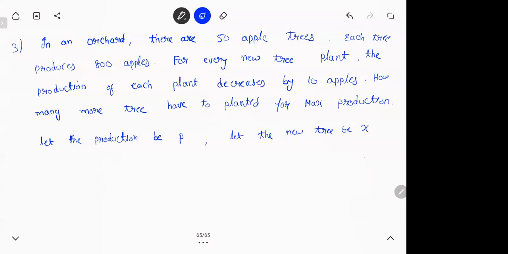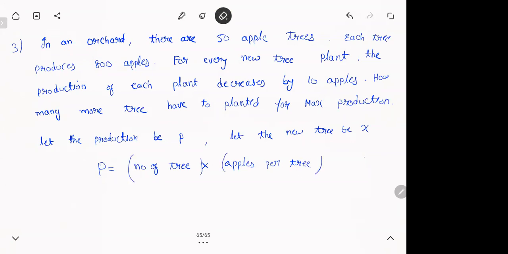Okay. So, what is production? Production is number of trees into apples per tree. Now, how many trees are there? You planted X trees, na? The number of trees are 50 plus X. Is this fine? Initially 50 trees are there. You planted X trees more. So it will be 50 plus X.